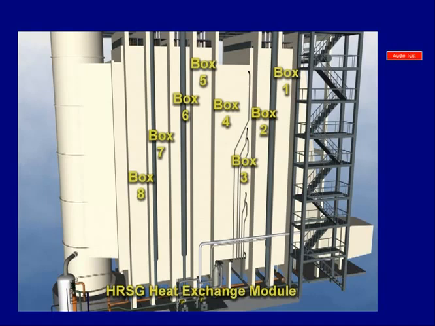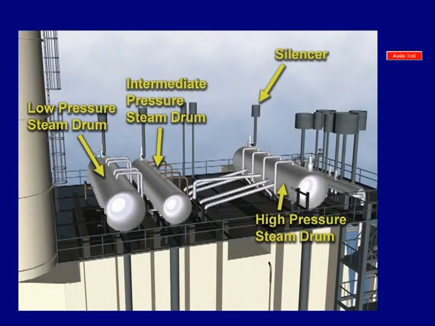Exhaust gases which pass over HRSG tubes provide the heat that is used to either produce steam or to superheat steam. This heat transfer process produces the main steam, intermediate pressure steam, reheat steam, and low pressure steam at the pressures and temperatures required by the steam turbine.